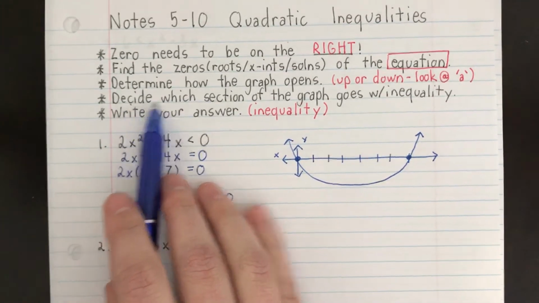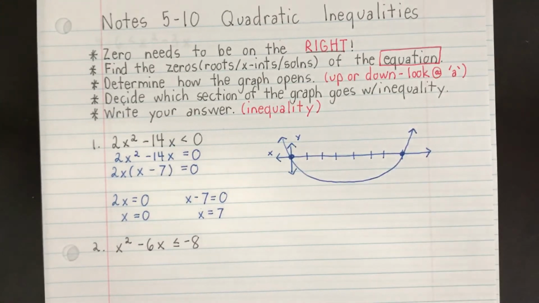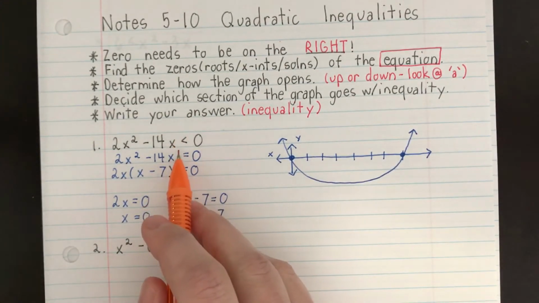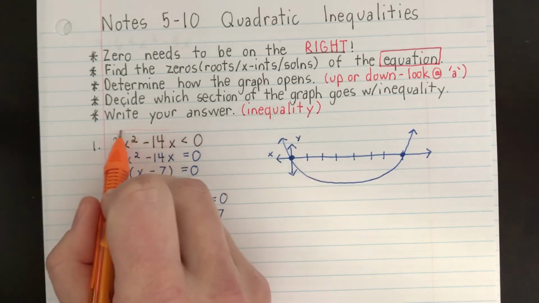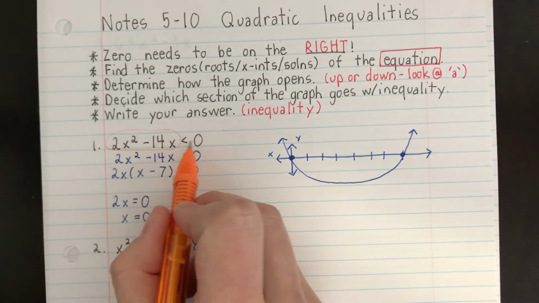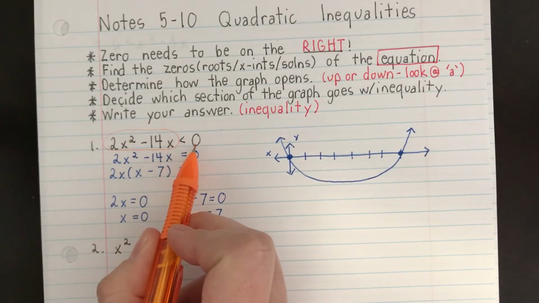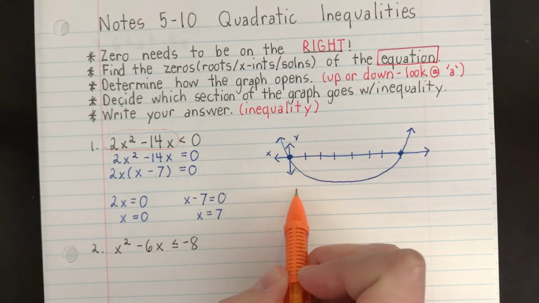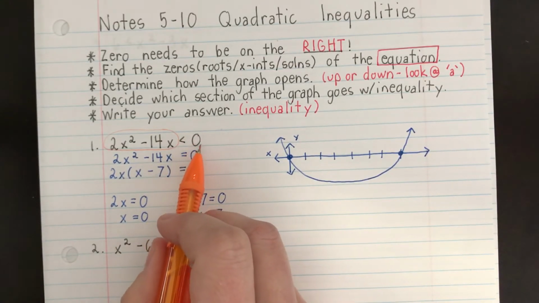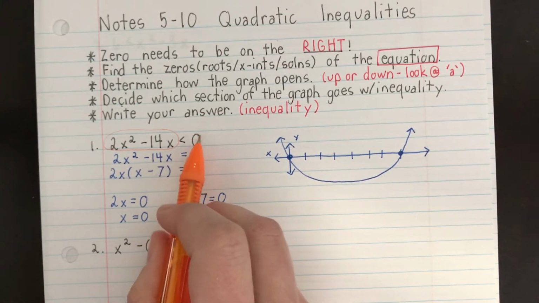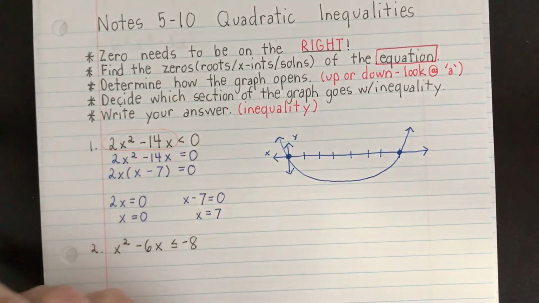Then you're going to decide which section of the graph goes with the inequality. Well, let's go back to the initial problem. If you're being asked to solve this quadratic inequality, what you're being asked is, when is the graph less than 0? And that's saying when is the graph below the x-axis, because that's when our y values are less than 0. Remember, this 0 has replaced the y. So this is really y here, but remember when we solve, we replace the y with 0. So this is saying when is the graph below the x-axis?